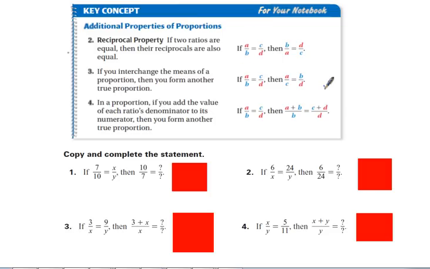These proportions are still the exact same. If you were to do cross multiplying, they would all come out the exact same. So that's why this reciprocal property, we're flipping it over the fraction bar, still works.